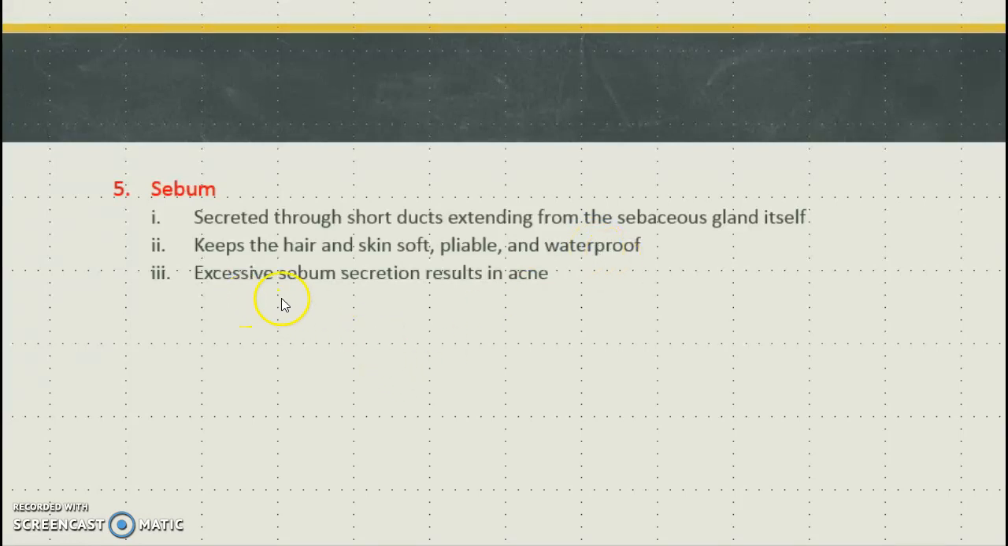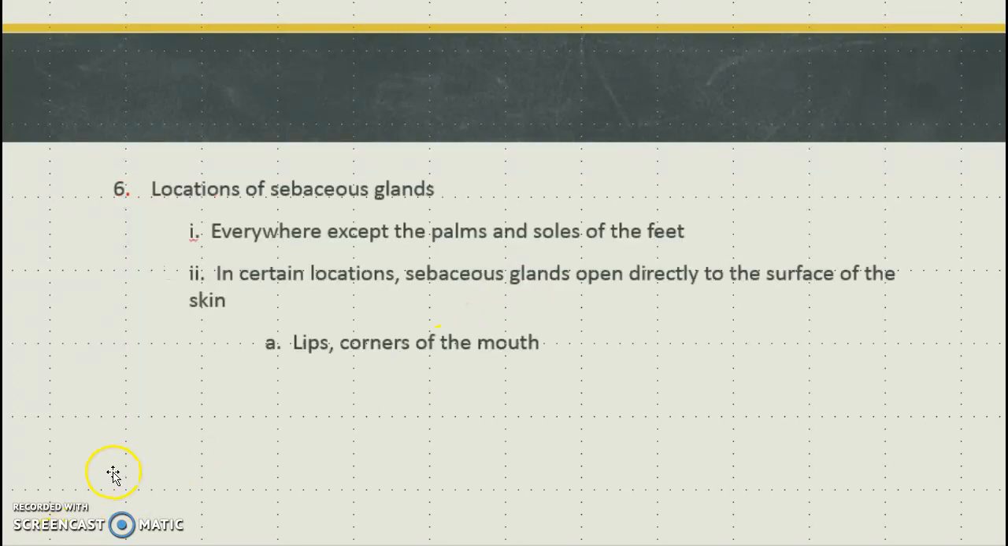However, sometimes hair oil can be secreted in excess, and that can lead to acne, sometimes on the face, sometimes even in the scalp of the head itself. So where can these things be found? Well, pretty much everywhere on your body, because hair's everywhere on your body, with the exception of the soles of the feet and your palms. Sometimes sebaceous glands open up directly to the surface of the skin. These would be found in like your lips or corners of the mouth. Everywhere else, they connect to a hair follicle.